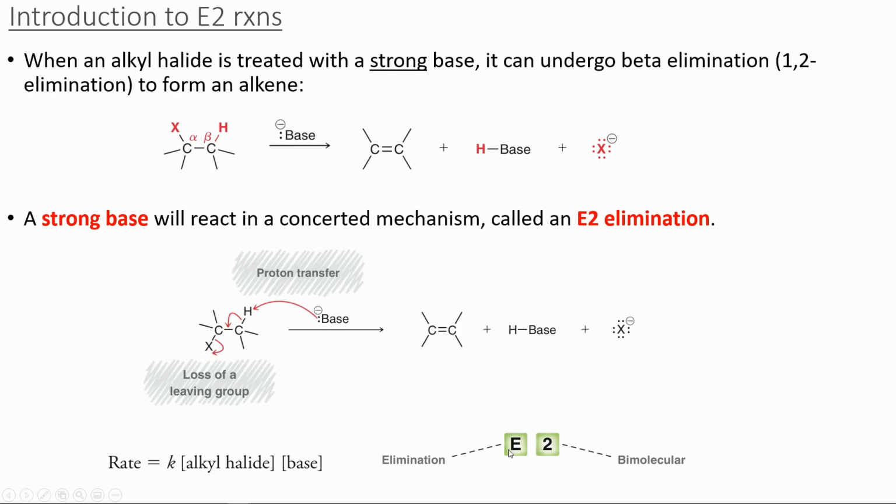So this is an E2 reaction, E standing for elimination. We're eliminating a leaving group. And 2 meaning that it has a bimolecular rate law. In this case, the rate is equal to the concentration of both the alkyl halide and the base.